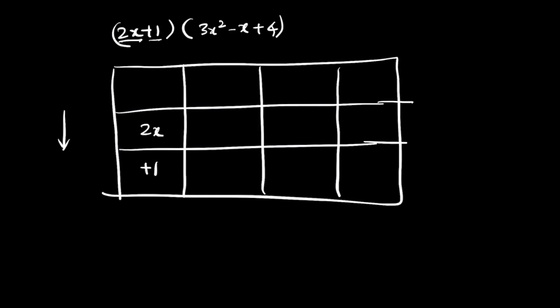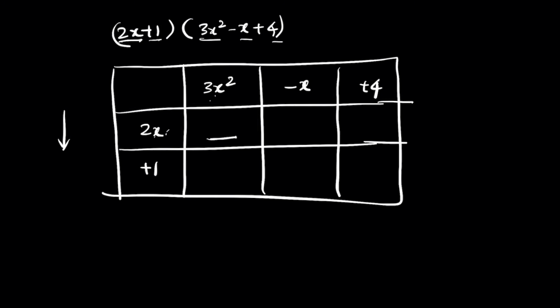The number of columns is decided by the number of monomials in each of the polynomials. For example, we have 2x plus 1 times 3x square minus x plus 4. Take the first term and write down the individual values, so 2x and plus 1. On the rows you write each of these individual monomials, so 3x square, minus x, and plus 4. Now multiply each column and row, and write down the variable behind it.